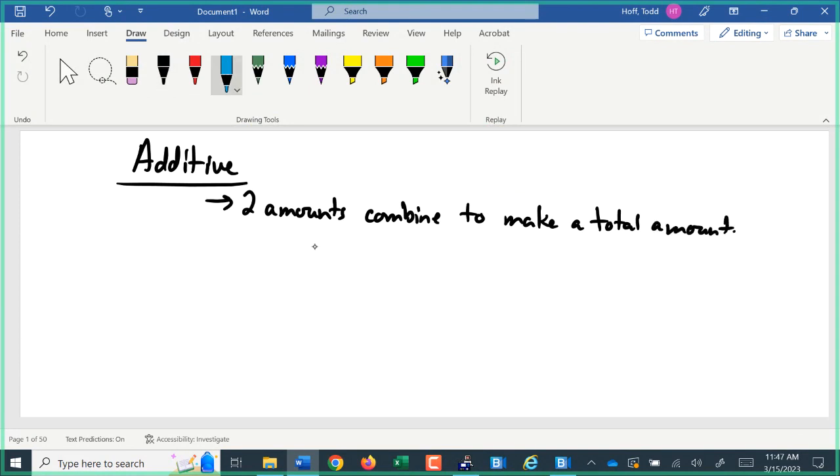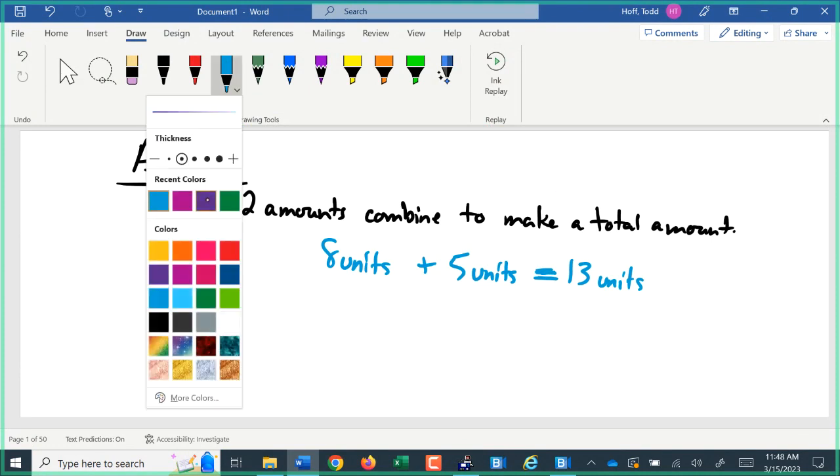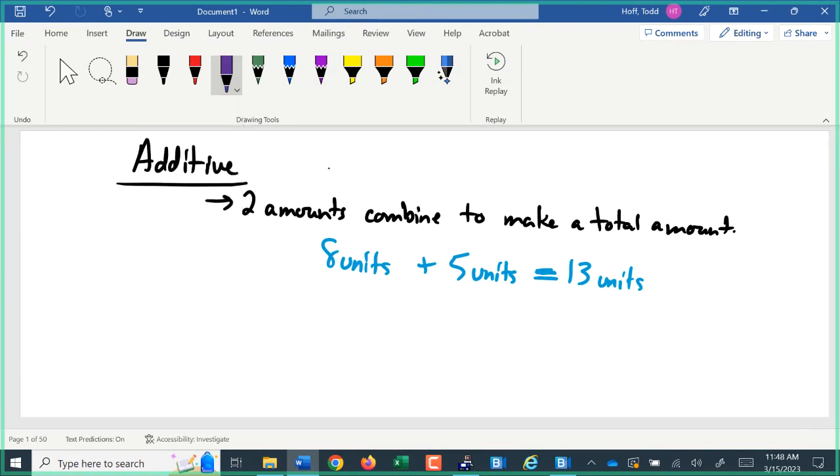So in other words, if I have 8 units of one and I add 5 units to it, I get a total of 13 units. That's additive. Well, you might think, well, isn't everything additive? Well, when we get into chemistry, one thing that's always additive is mass or weight.